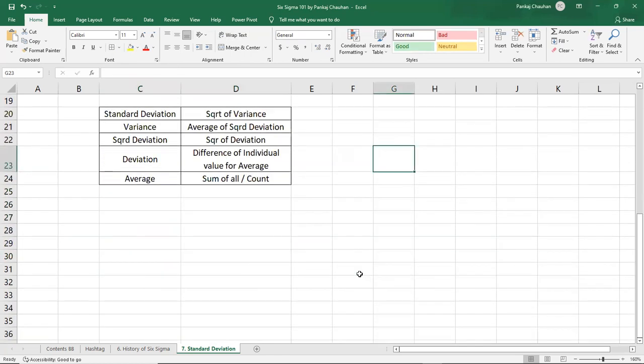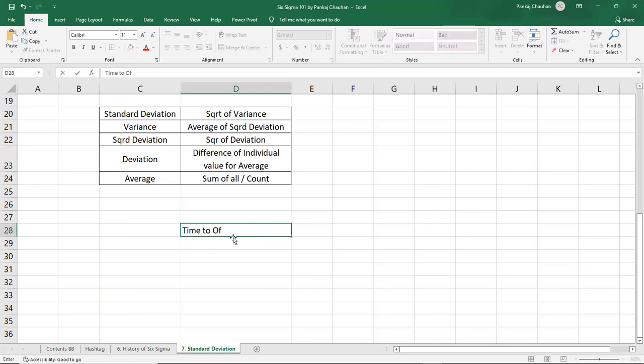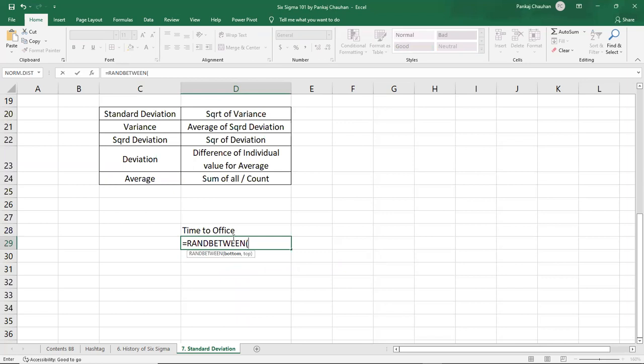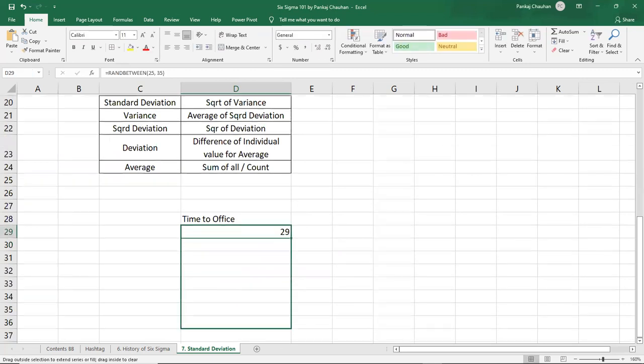Let's take a simple example. Suppose here is the time to office, and you tell your boss, I will reach the office in maybe around 30 minutes. When you use the words around 30 minutes, that means some plus or minus may happen here. And you collect your time, maybe the last 30 days or 25 days of data. When you say around 30 minutes, maybe you are reaching from 25 minutes to 35 minutes, which on average is nearly 30 minutes, but there is a variation involved here.